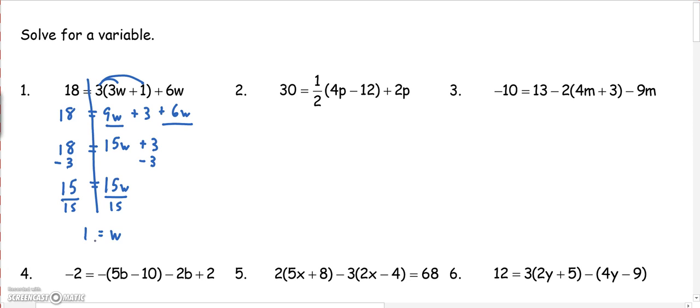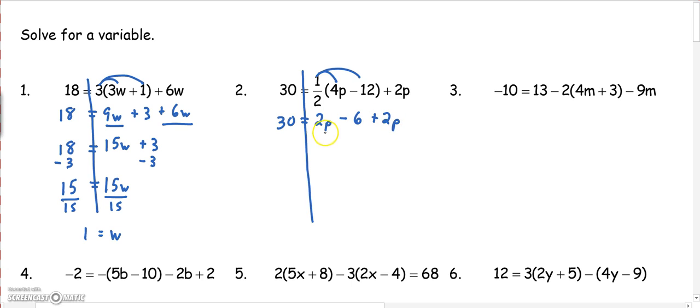Number 2, 30 equals 1/2 times parentheses 4p minus 12 plus 2p. So first step, I'm going to distribute into the parentheses with the 1/2. So I have 30 equals. I'm multiplying by a half, so I'm taking half of each of those numbers. So half of 4 is 2p. Half of negative 12 is minus 6 plus 2p.